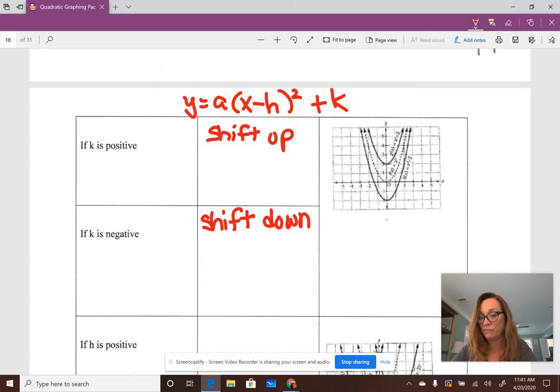But it has to be in vertex form. That's not the same as the c when it's in standard form. When it's in standard form, the c, the constant term, is the y-intercept.